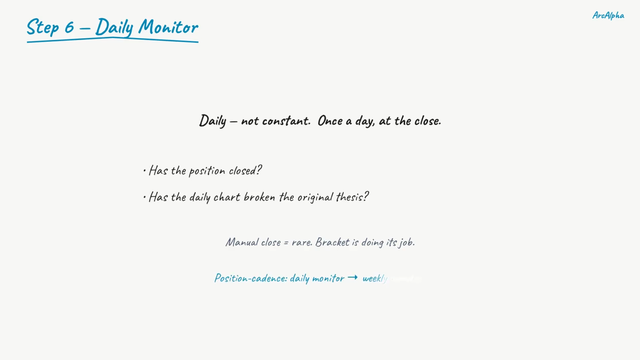For position cadence alerts, the daily monitor becomes a weekly monitor. Same idea, slower rhythm. Resist the urge to check intraday on a swing or position trade. Every check is a chance to make an emotional decision the bracket would have prevented.